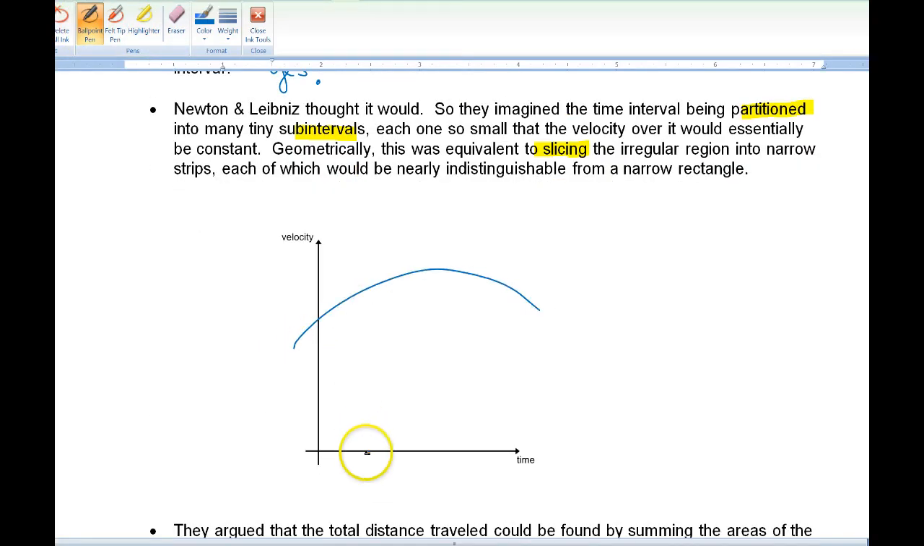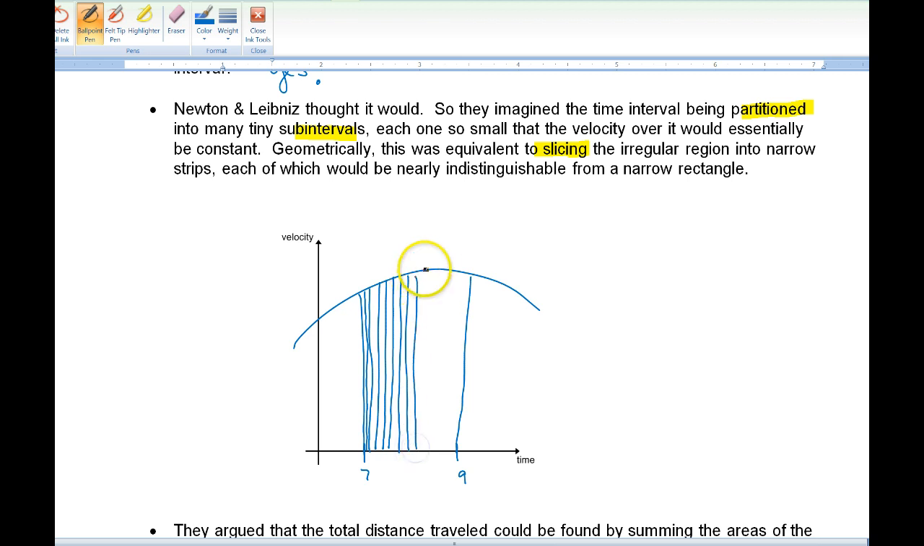So we would have this shape. Here's 7 to 9. So imagine that we'd sliced it so that these were really narrow strips. So we could get a good approximation by looking at the area of these approximate rectangles. Okay, so the smaller the strips that we can get, the more accurate the area under the curve, and therefore we could find the total distance traveled.